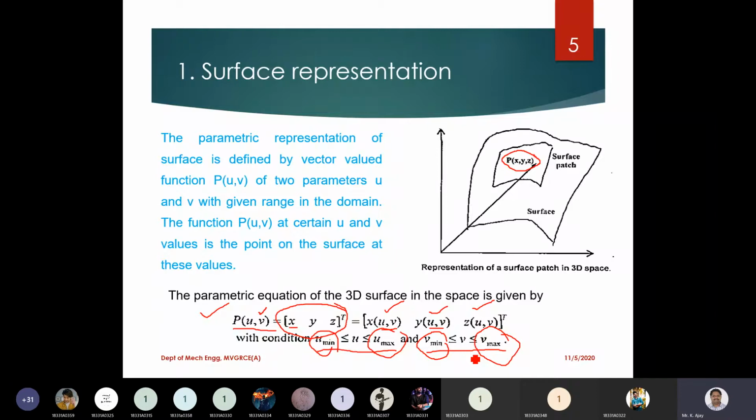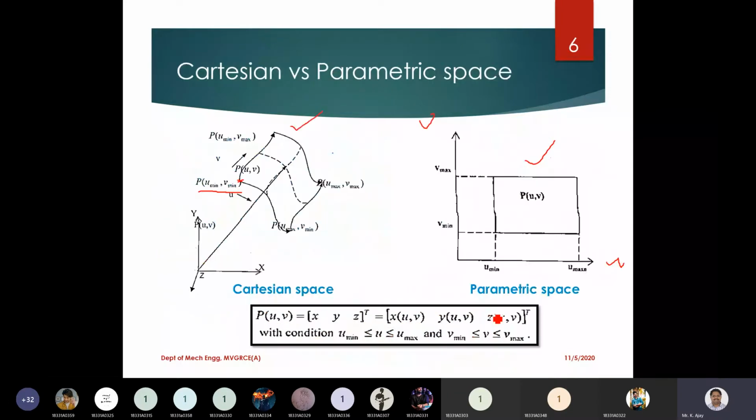So two independent variables we are going to play with, which means the x equation, y equation and z equation can all use up to two independent variables. The difference between a Cartesian space and a parametric space in the case of a surface was also discussed. Even though a surface may be complicated in the Cartesian space, when you look at the corresponding parametric space, it becomes a simple rectangle.